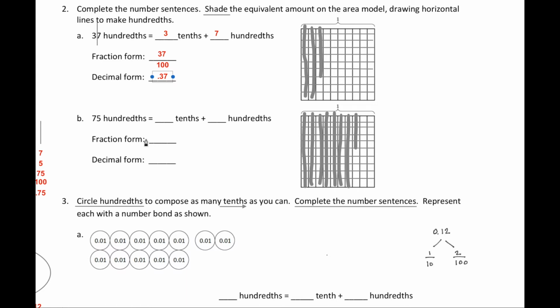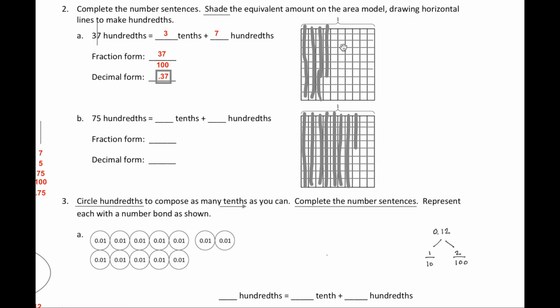So let's go ahead and shade the equivalent. I have 3 tenths, so I have 1, 2, and I need to shade in some more actually. So let's go ahead and do that. 10, 20, 30, 3 tenths, and how many hundredths? Just 7. So I'm going to count 1, 2, 3, 4, 5, 6, 7. Okay? That is 37 hundredths.